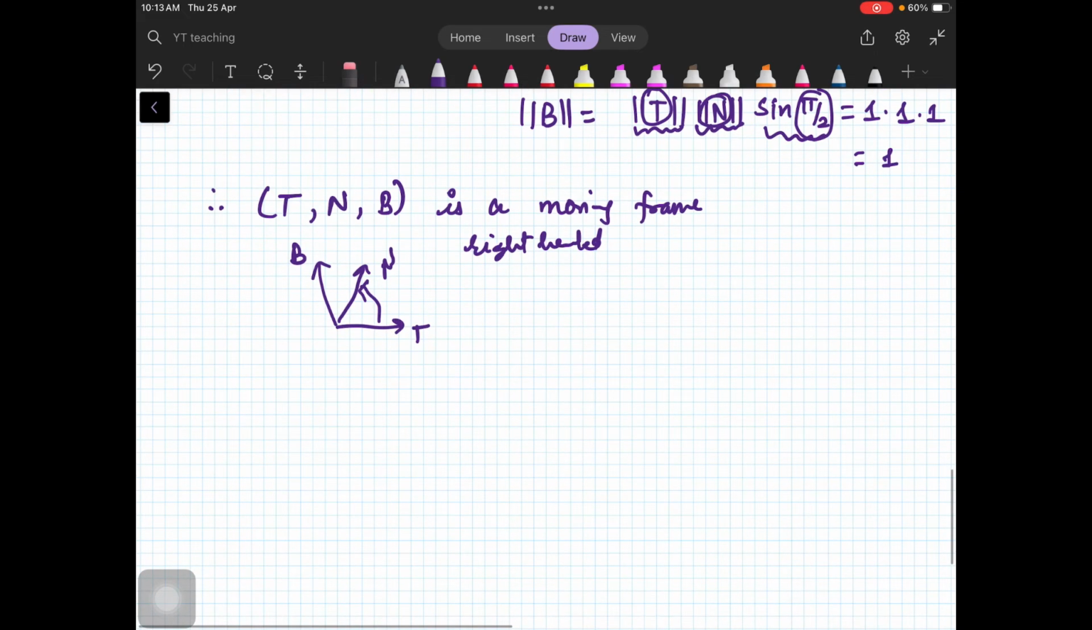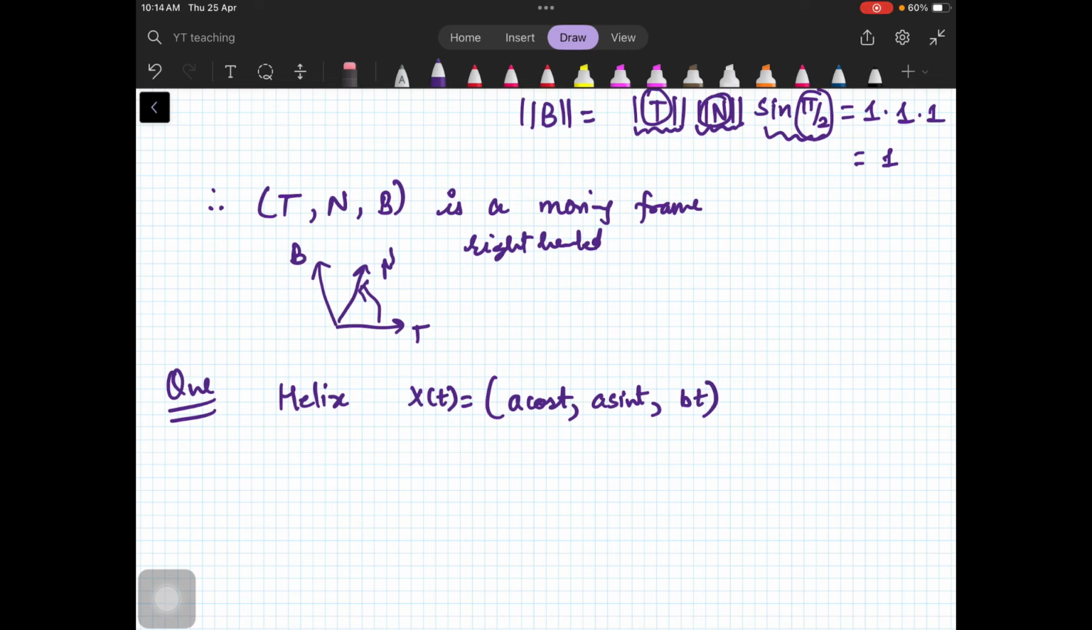So to end this video, I'll just look at one problem. We have our favorite helix, which we are using again and again in this course. This is my helix: x(t) = (a cos t, a sin t, bt). The question is, find the moving frame for this curve.